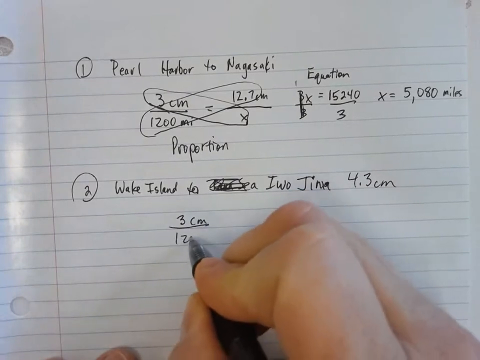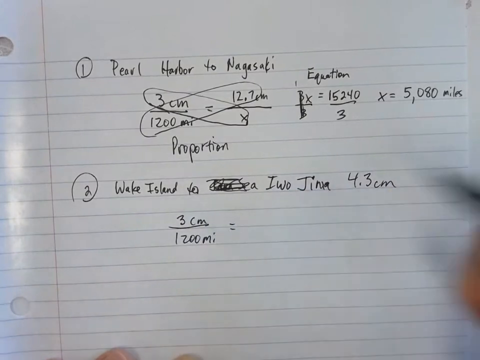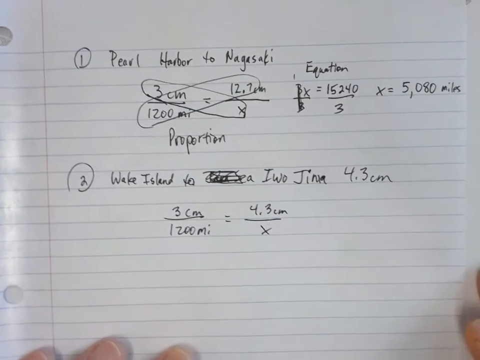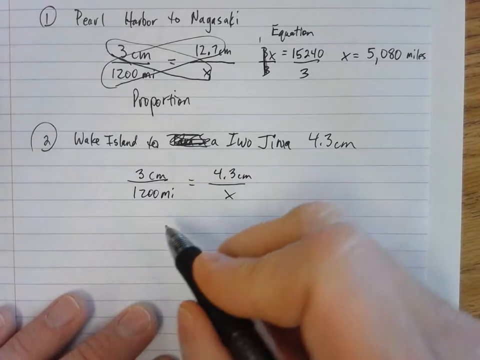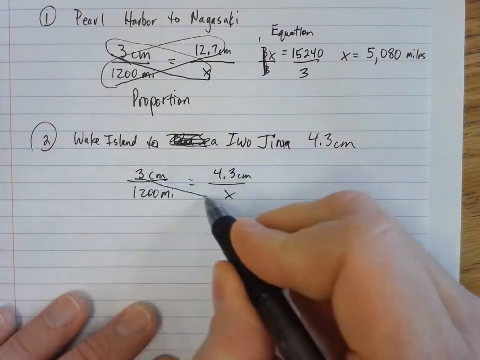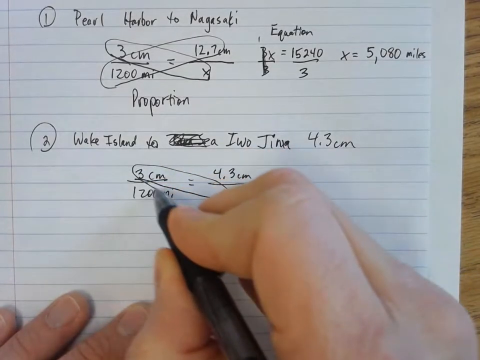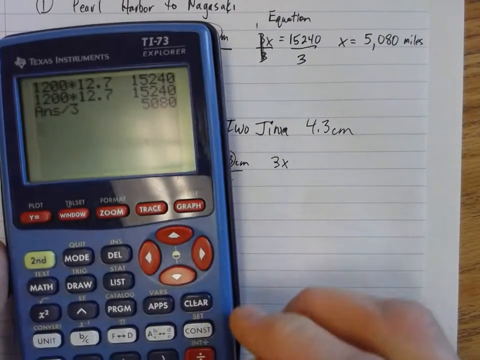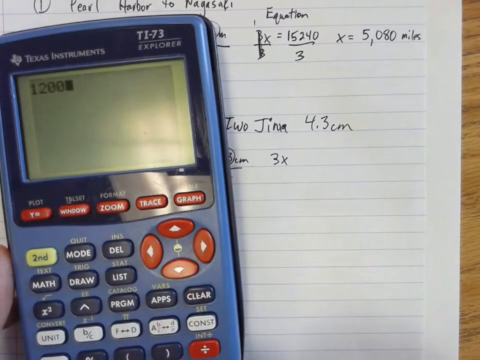3 centimeters over 1,200 miles equals 4.3 centimeters over x. So write down your proportion here. Okay, let's do a little cross product action. 3 times x, of course, again. Let's see what 1,200 times 4.3 gives us. 1,200 times 4 3/10 is 5,160.